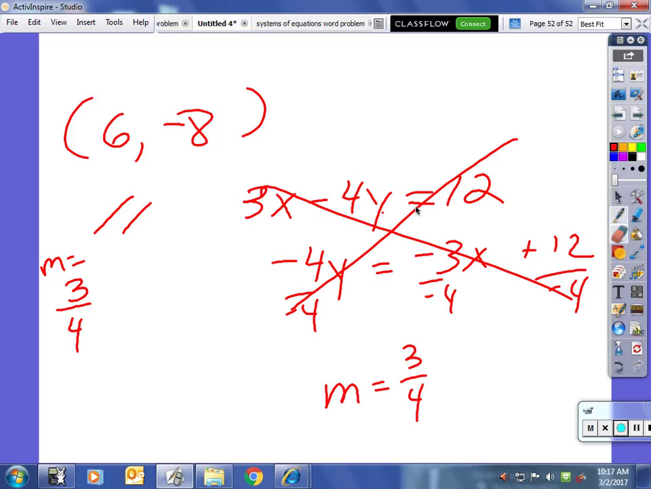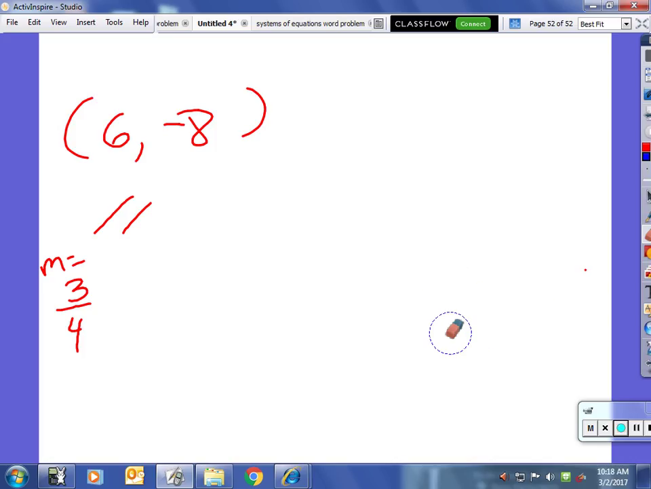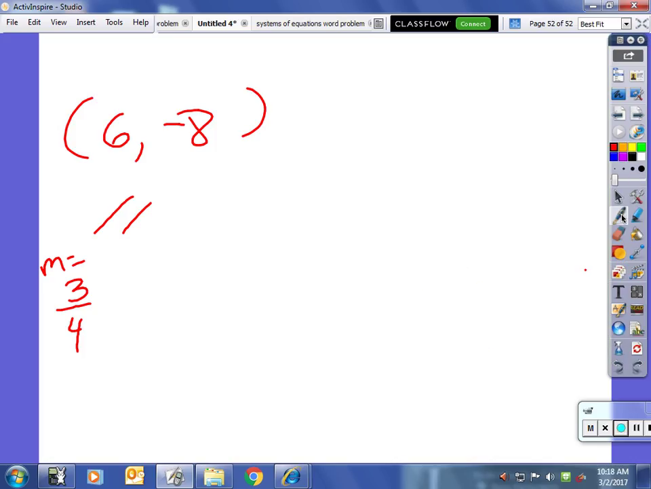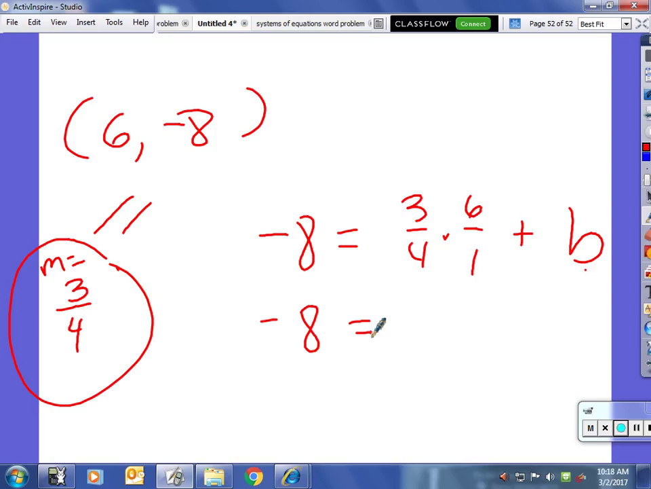And now, unfortunately, folks, there's not a way to do this in the calculator, but let me show you what you should do. First of all, just make sure you do this part very, very carefully so that you start with the right slope. If you don't start with the right slope, it's not going to work at all. Second of all, now I got to find my b value. So y equals mx plus b. Negative 8 equals 3/4 times 6/1 plus b.